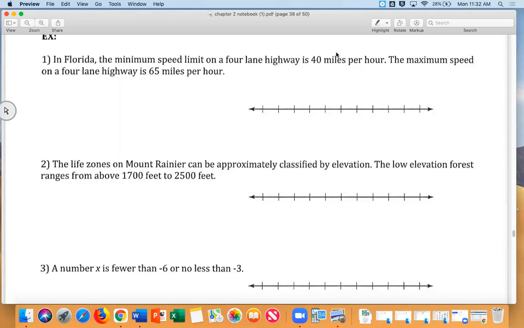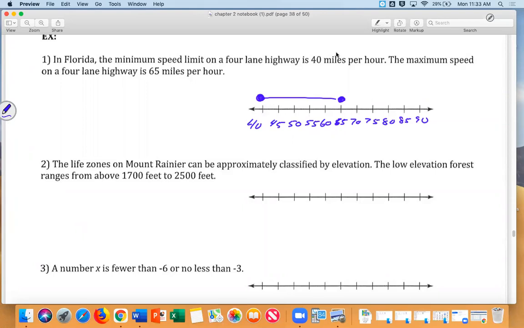So how do we do this? Well, up here, 40 is going to be way down here. And then we'll do 45, 50, 55, 60, 65, 70, 75, 80, 85, 90. The minimum we can drive is 40, so that's going to be a closed circle. The maximum I can drive is 65. That's a closed circle. And then, Chucky, we're going to shade in between. It's an and inequality here.